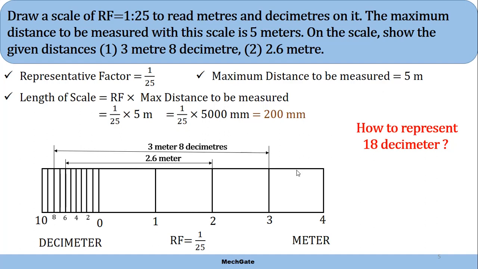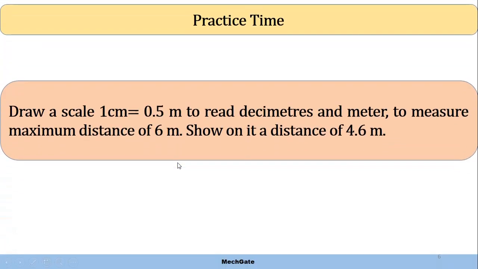I hope you understand how I prepared this plain scale. Now here is a practice time for you. Draw a scale 1 centimeter equal to 0.5 meter to read decimeter and meter to measure a maximum distance of 6 meter. Show on it a distance of 4.6 meter. So prepare this plain scale problem by yourself. If you face any difficulty, then comment in the comment section.